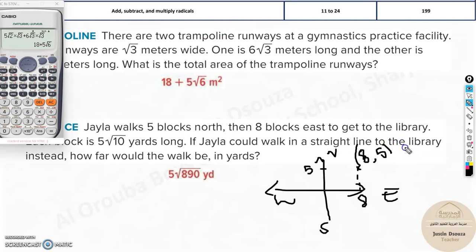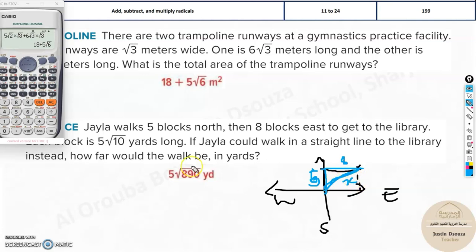Now, what else? Get to the library. Okay, now this one and this one. Let me just remove all the unnecessary things. Let me draw it in blue. This is 5 and this one was 8. Okay, this is 5. Now, if Jayla could walk in a straight line to the library instead, how far would it be? So if this would be the straight distance, the Pythagoras theorem comes over here.